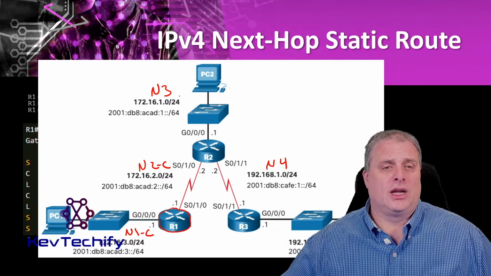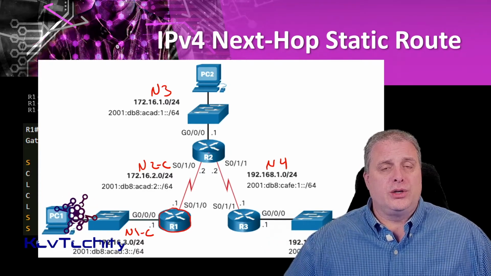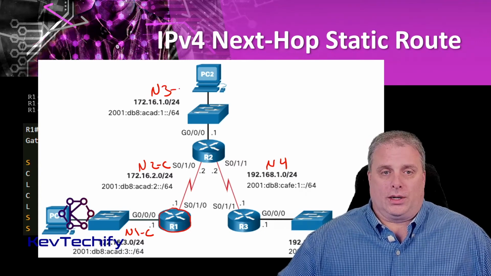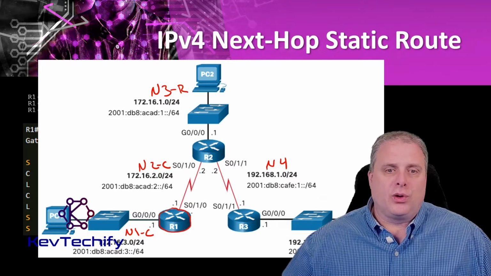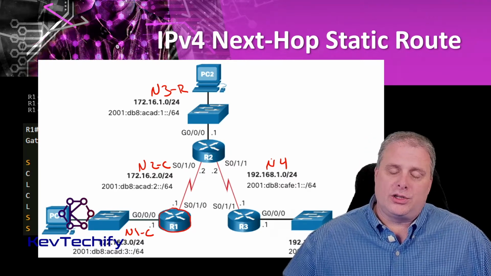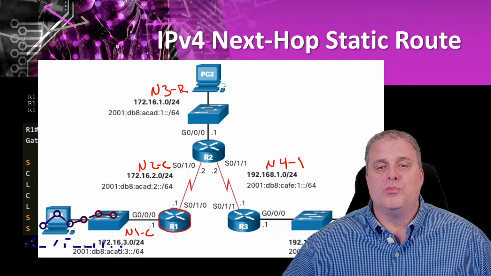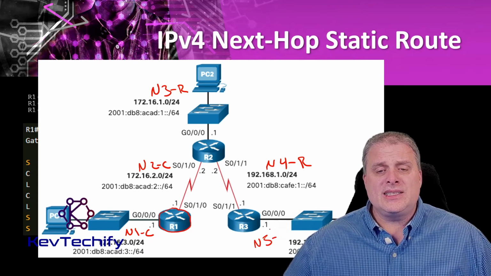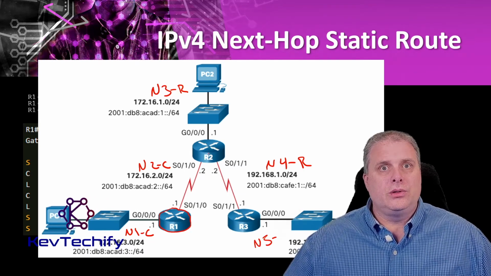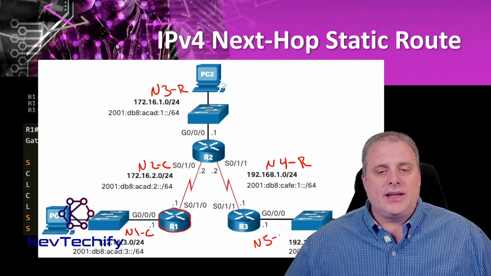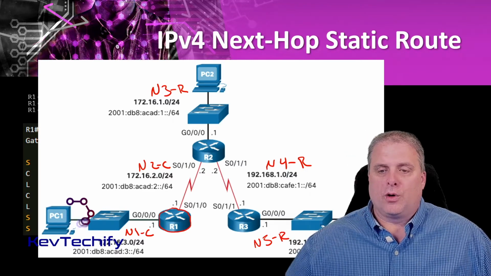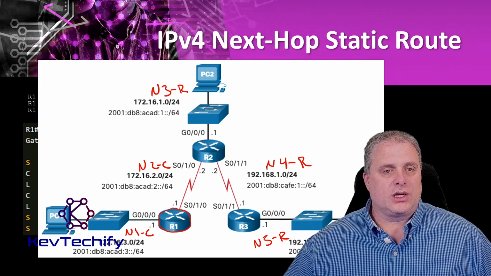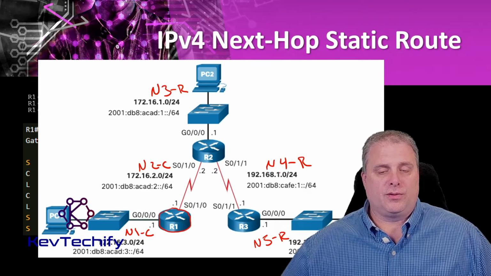The other networks, network 3, I have to go through R2. So it's not directly connected to me. It's a remote network. Network 4, I have to go through R2, not directly connected to me. That means this is a remote network. And network 5 down here, I have to go to R2, and then I even have to go to R3. That is a remote network for me. Router 1 has 2 directly connected networks and then 3 remote networks, 3, 4, and 5.